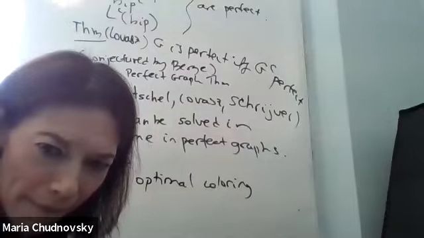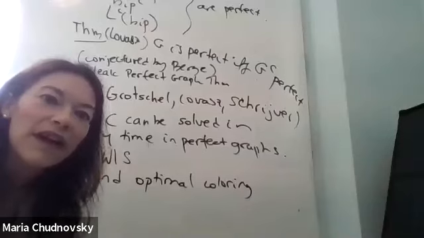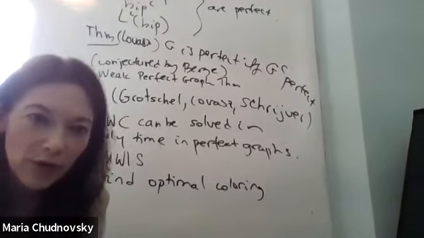May I ask a question? Yes, just one second. Yes, please. What about the problem of whether a graph is perfect or not? The perfectness of a graph. So how do you decide it? Do you have an algorithm for it? There is a polynomial time algorithm to test if a graph is perfect. I'm going to talk about it probably tomorrow. Is that good? Okay.